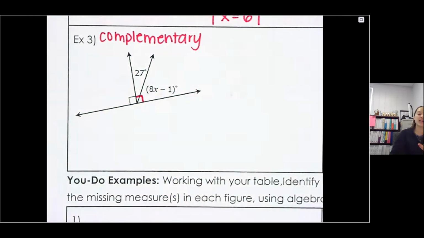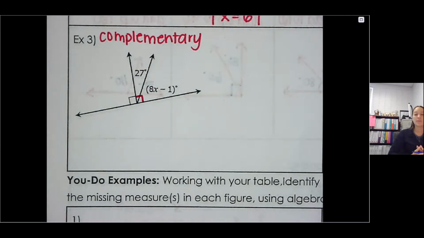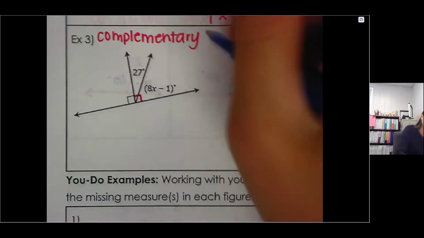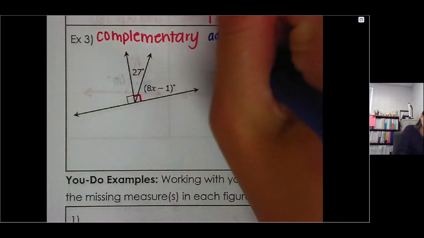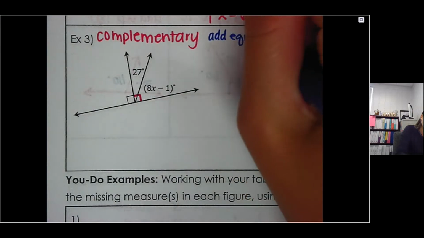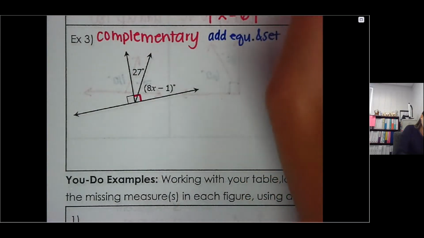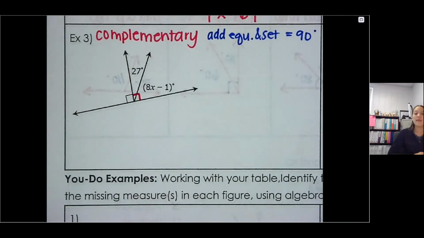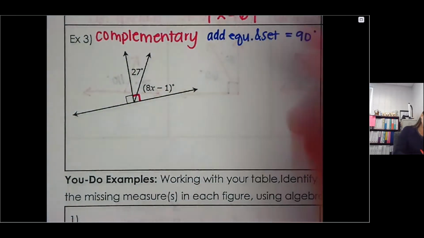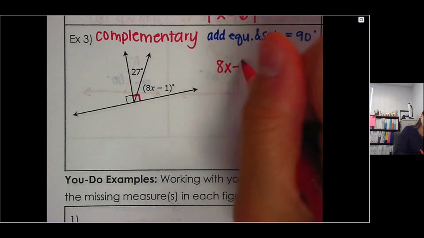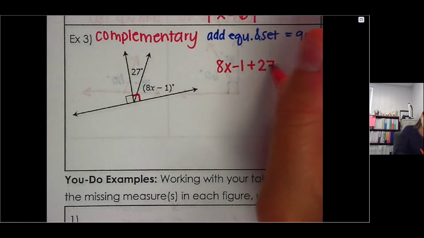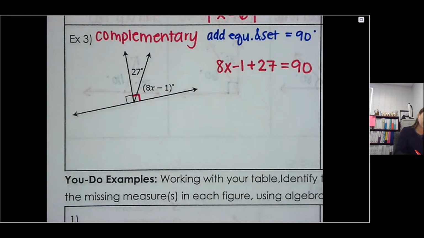Okay, how should I set up my equation for complementary angles? Exactly, perfect. We're going to add our expressions and set them equal to 90 degrees. And then it just becomes quick algebra. So 8x minus 1 plus 27 equals 90.